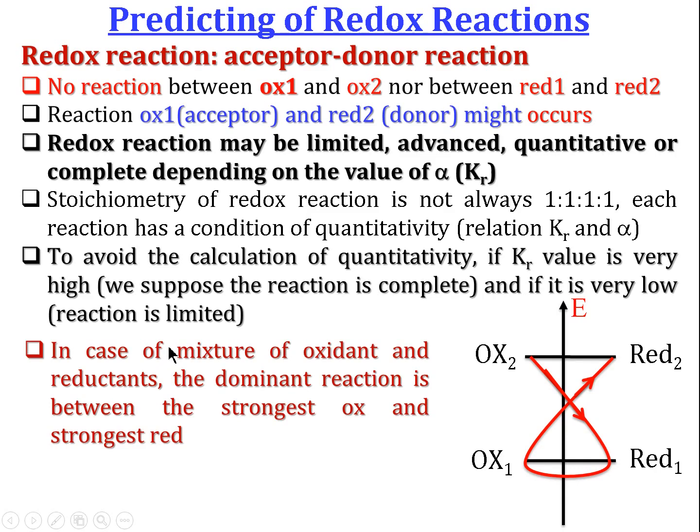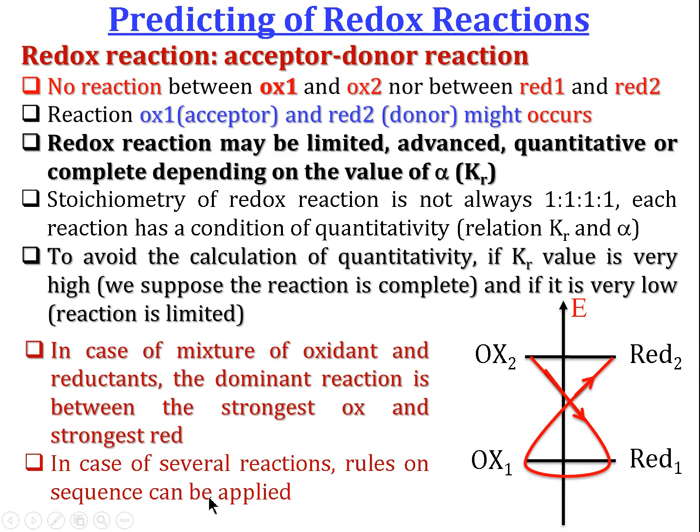In case we have a mixture containing several oxidants and several reductants, the dominant reaction is between the strongest oxidant and the strongest reductant. And in case we have several reactions possible, we can apply the rules of the sequence. For example, if two reactions are possible and they have the same stoichiometry, we can compare the value of K. If K of reaction 1 is 100 times greater than K of reaction 2, then reaction 1 starts, ends, then reaction 2 starts.